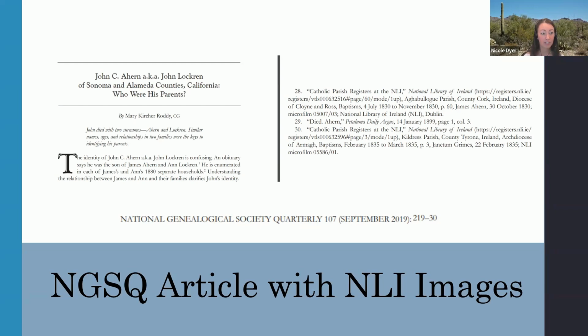Well, in Mary Kircher Roddy's article, "John C. Ahern, aka John Loughran of Sonoma and Alameda Counties, California, who were his parents," from September of 2019, she uses the database title, "Catholic Parish Registers at the NLI" in quotes, and then the National Library of Ireland is the name of the website in italics, and then gives the URL going to the exact page, page 60, and then gives the parish, the county, Ireland, the diocese, and then lists that it's the baptism and gives kind of all of the information all in one big layer for the website.